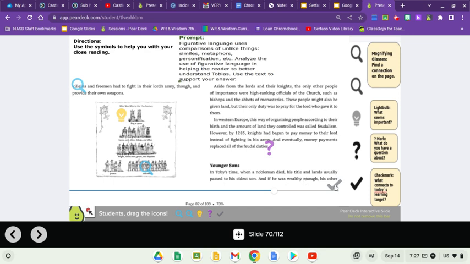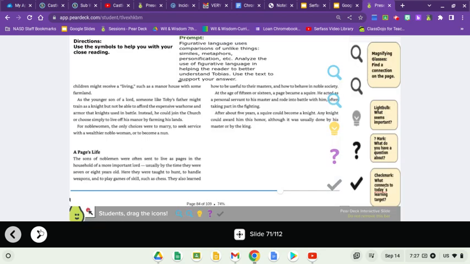And if he was wealthy enough, his other children might receive a living, such as a manor house with some farmland. Okay, we'll come back to this tomorrow and Friday. We'll come back to the nonfiction tomorrow and Friday.